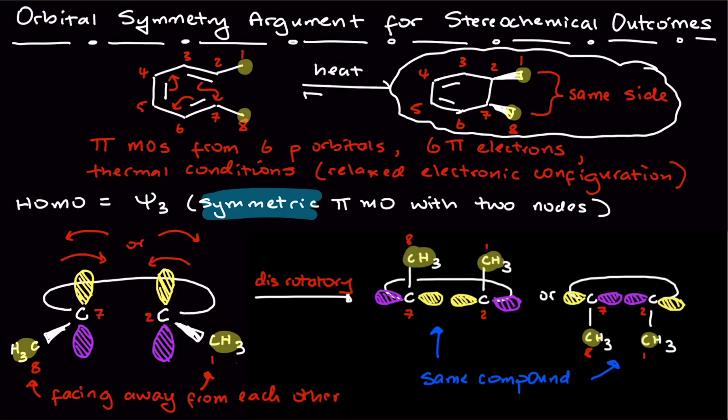Okay, so this is how we can predict the stereochemical outcomes of electrocyclic cyclizations. You have to do this in your head, or at least on a piece of paper, where you go to the molecular orbital picture. We see what the symmetry of the pi molecular orbital is, and that will help dictate how the molecule is going to twist in order to achieve that cyclization.